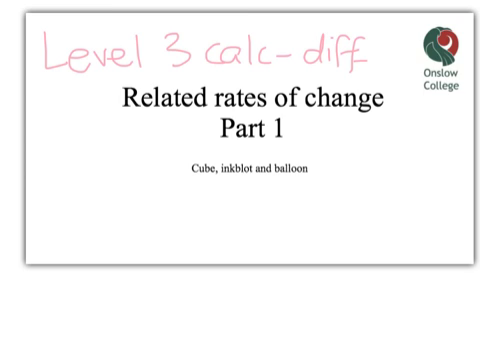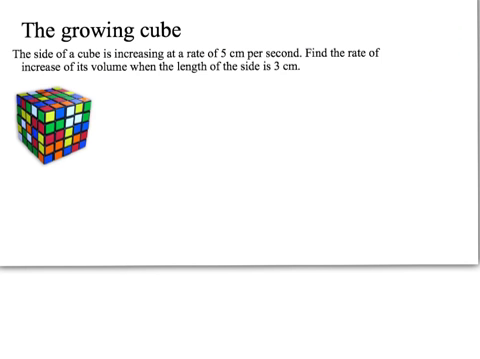Okay, on to the first example. Right, this is about a cube, and the cube is growing. Don't ask why, it just is. The side of a cube is increasing at a rate of 5 centimetres per second. We're going to underline that because that's really important, and that's a common pattern that we'll find in these questions. Find the rate of increase of its volume when the length of the side is 3 centimetres.